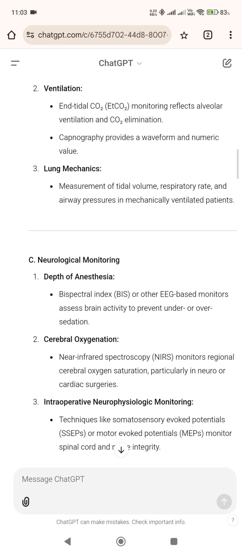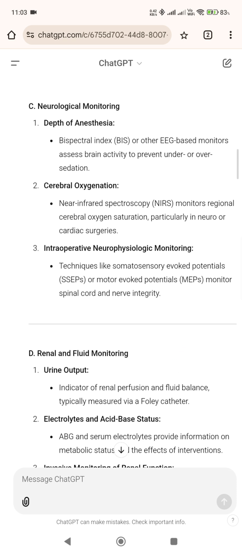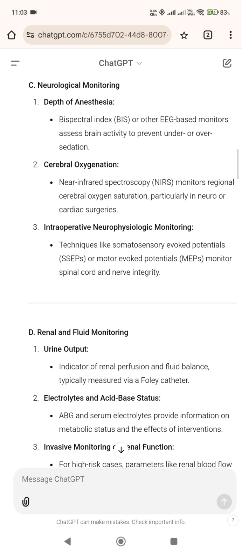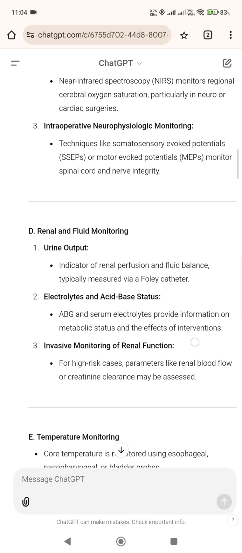C. Neurological monitoring. 1. Depth of anesthesia. Bispectral index, BIS, or other EEG-based monitors assess brain activity to prevent under or oversedation. 2. Cerebral oxygenation. Near-infrared spectroscopy, NIRS, monitors regional cerebral oxygen saturation, particularly in neuro or cardiac surgeries. 3. Intraoperative neurophysiologic monitoring. Techniques like somatosensory evoked potentials, SSEPs, or motor evoked potentials, MEPs, monitor spinal cord and nerve integrity.